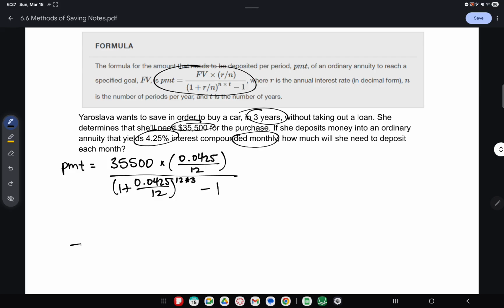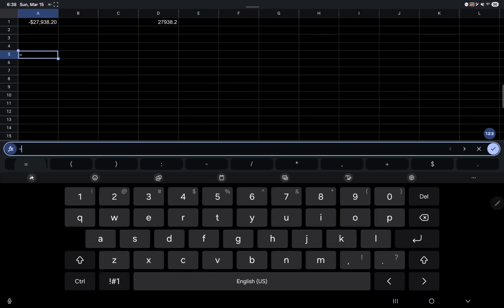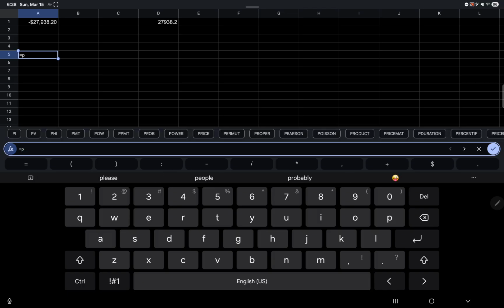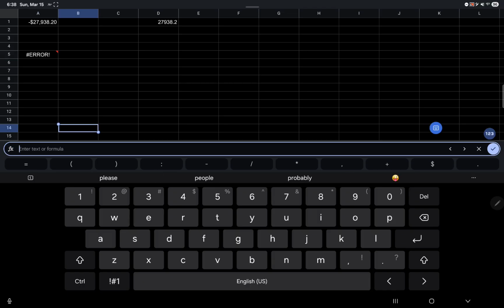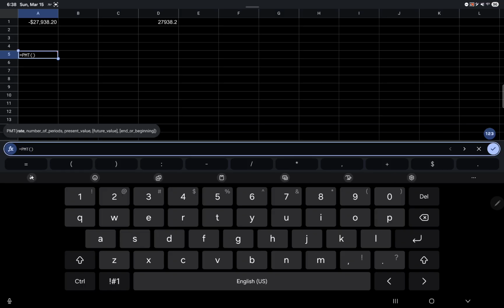Let's do it in Excel. So I know it's going to be equals PMT for payment. And then after that, I'll fill that out. All right, so I should go into a new one. Put here equals P, and it might show up for me. PMT. Oops, maybe not. PMT. Rate, number of periods, present value, future value.